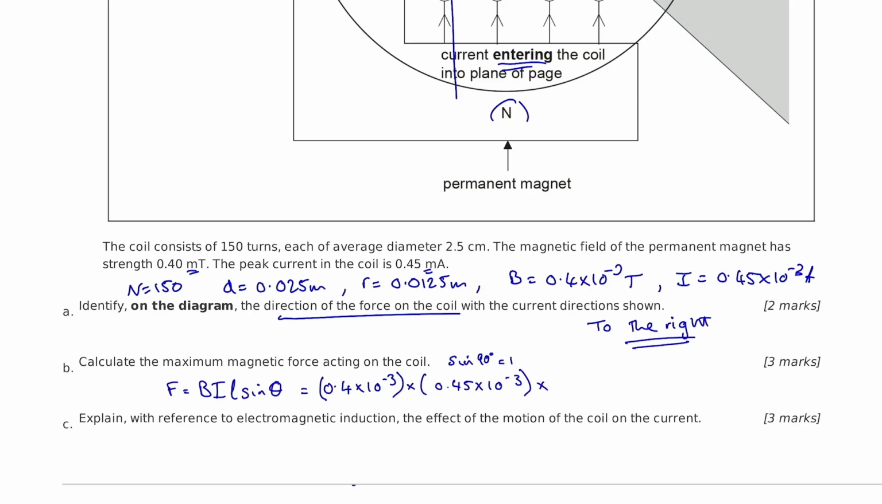At the moment we've just got the radius of the wire and 150 turns. So we have to do 150 times the circumference of one of the turns. So circumference is 2 pi r. So 2 pi times r is 0.0125. When you pop all those numbers in, we get an answer of 2.1 times 10 to the minus 6 newtons.